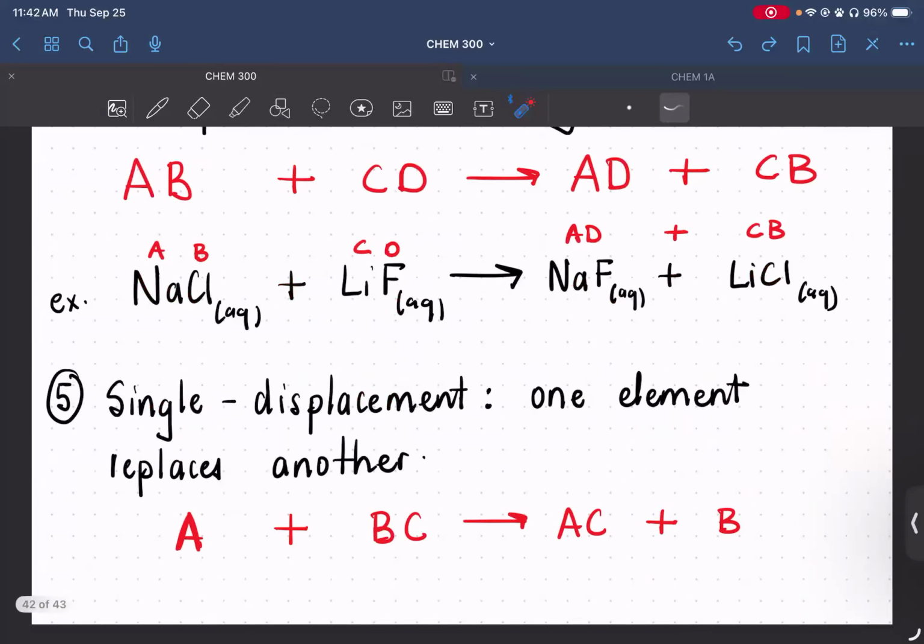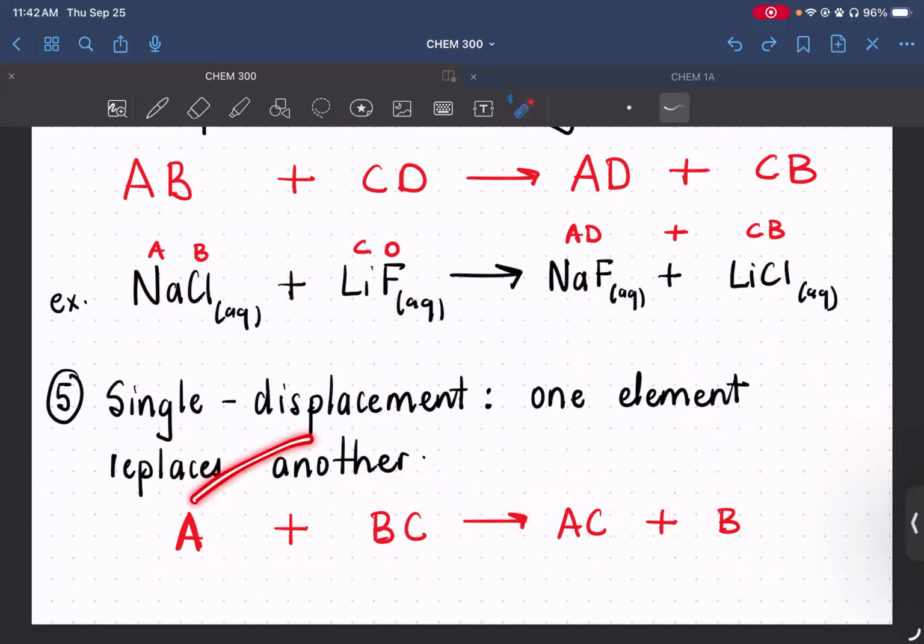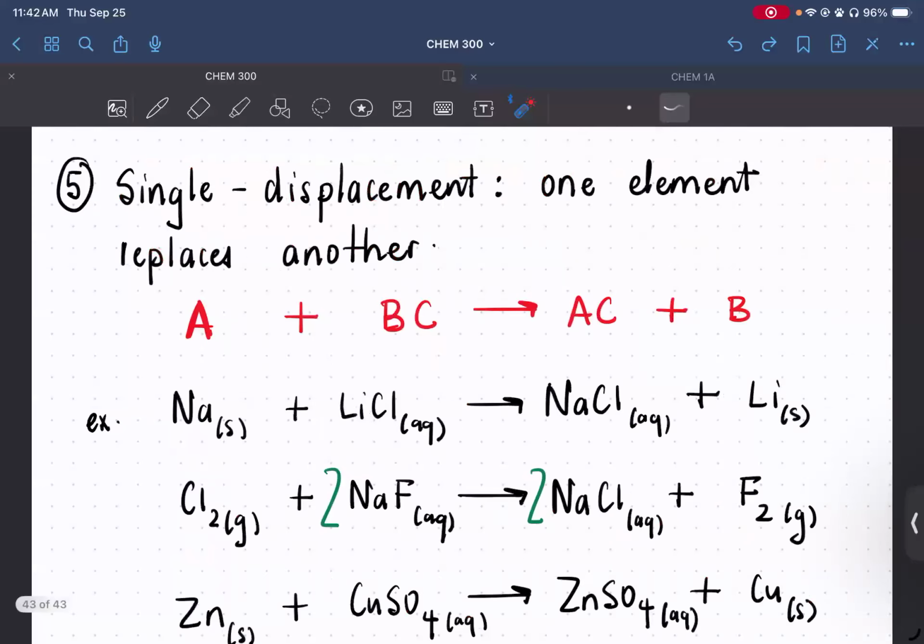Our discussion on double displacement then led to our discussion on single displacement, where the stark contrast is one element replaces another. Shown here generically with A plus BC ends up with AC plus B. In other words, A has replaced B, AC comes together, and B is left by its lonesome. We saw a couple examples where in the case of sodium reacting with lithium chloride, the sodium replaces the lithium to form sodium chloride.